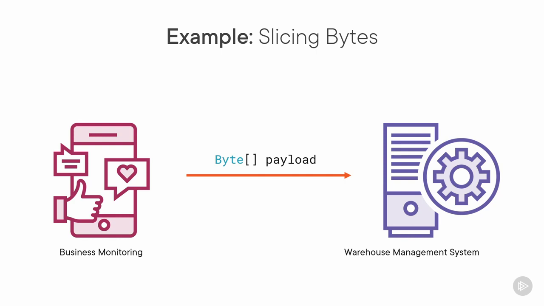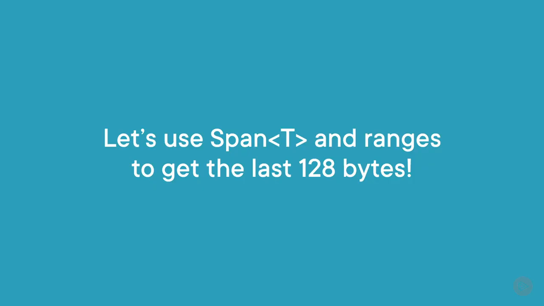We'd like to validate the payload. To do this, we are going to look at the last 128 bytes. If one of these bytes has the value 1, the validation has failed. Of course, a real signature validator would be a little bit more complex, but we're focusing on the span.